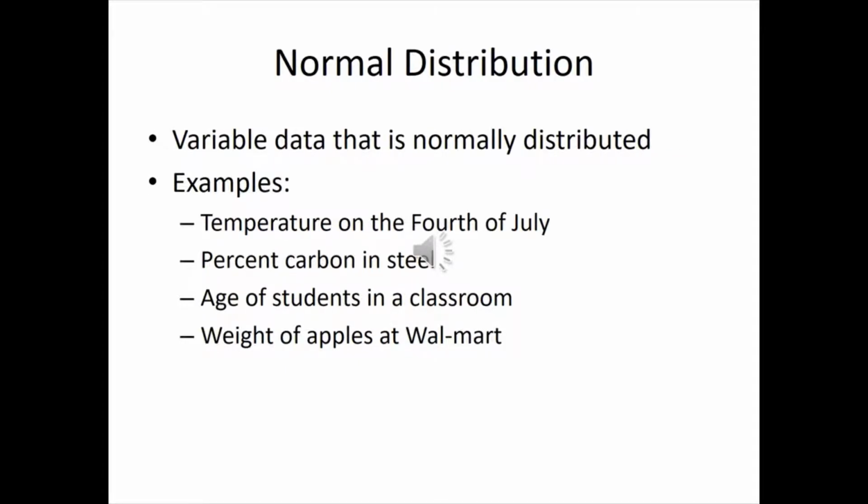The normal distribution, this is variable data. By variable, I mean it could be a fraction. So if you ask me how much does my car weigh, oh, a couple thousand pounds, be more exact. 2,100, more exact. 2,120, more exact. 2,122, more exact. 2,122.6, and you can keep on going finer and finer and finer. That's variable data. So some examples: temperature, percent carbon in steel, the age of students in the classroom, the weight of apples at Walmart. Again, we can divide these to however fine we want, down to the nearest particle. Infinite number of decimal places.